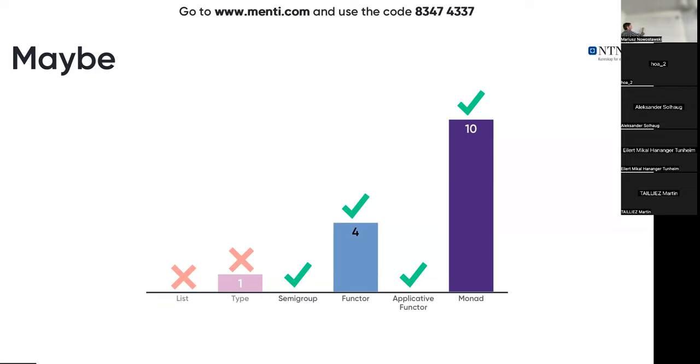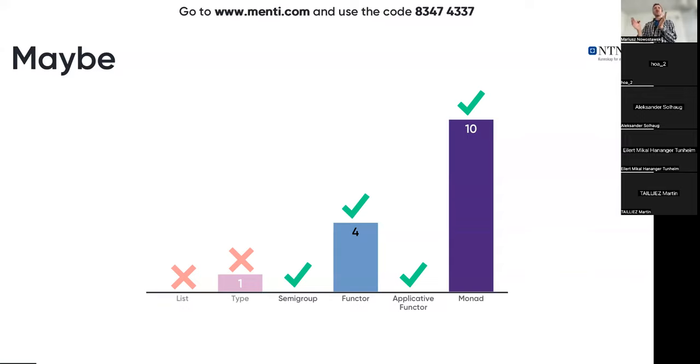Because those things are star to star. Those things are functions which you have to give a concrete type, and then they will give you a concrete type. So those are type constructors. This is a concrete type and this is a concrete type, but these are not concrete types yet. They have a variable. Okay, so semigroup, functor, applicative, and monad.